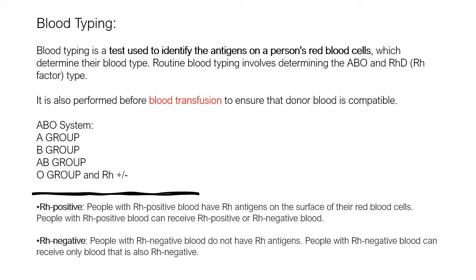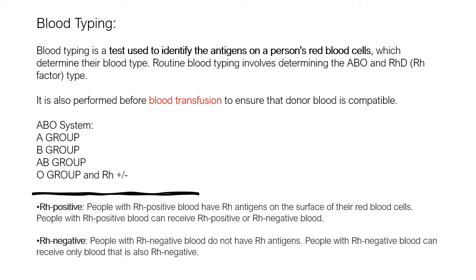Now we will start with blood typing, also known as blood group. Blood typing is a test which is used to identify the antigens on a person's red blood cells. This helps to determine the blood type or blood group. So if you get a question on blood typing, you need to write about this test where you identify the blood group.